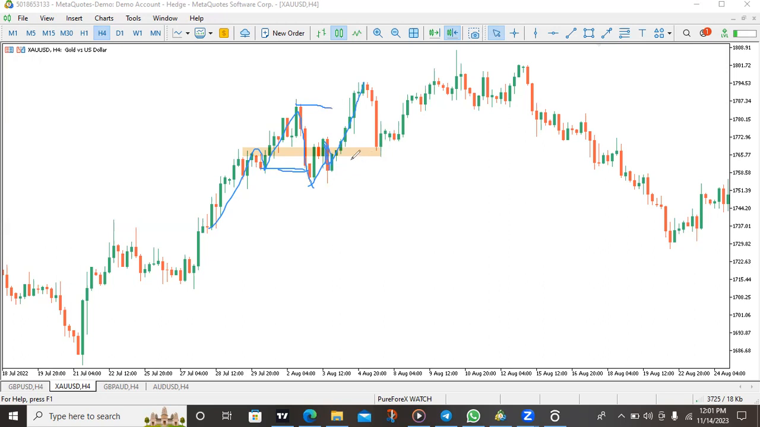In this case, what happened? It becomes a Quasimodo manipulation. It can only become a Quasimodo manipulation if it has a confirmation, and the only confirmation we want to see is bullish engulfing at the higher time frame.